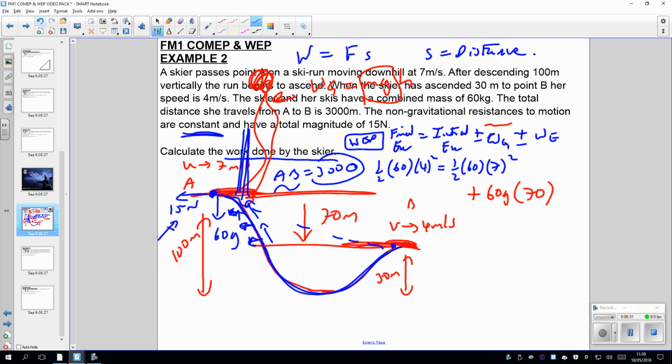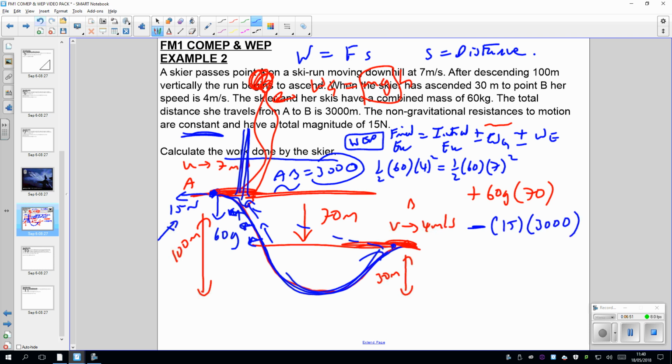So that plus or minus WE, is it plus or minus? Well, it has to be minus because the person is moving down the slope, along the slope, but that 50 newtons is opposing her the whole way. So force times distance. Force is 15 and the distance is 3,000.